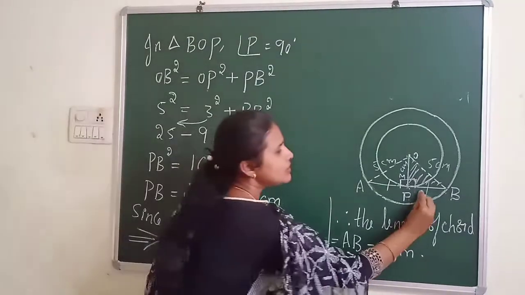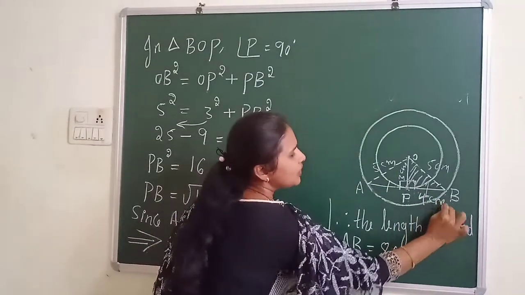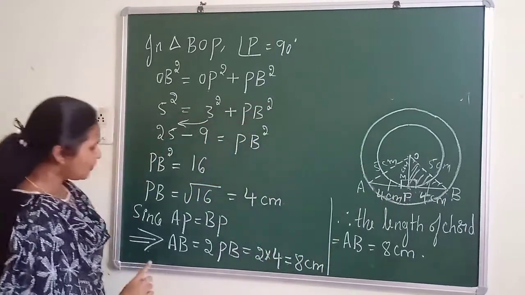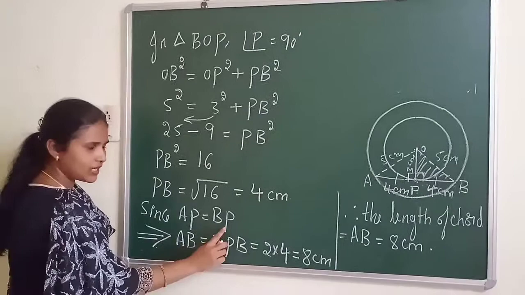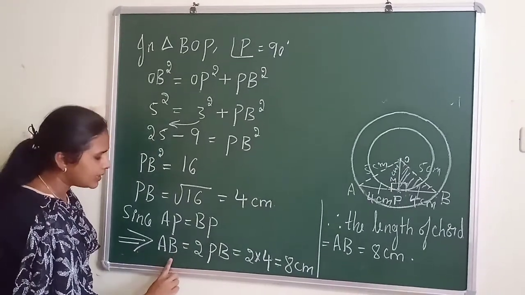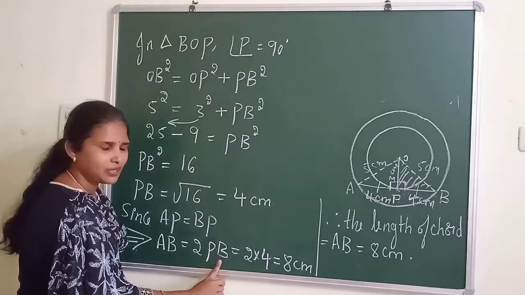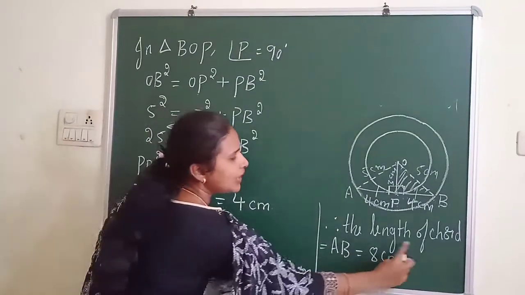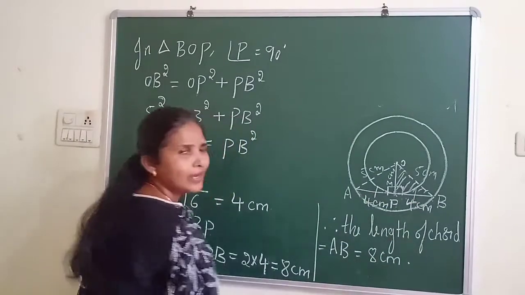Now I got the length of PB as 4. If this is 4, this is also 4. So now I can get the length of AB. Just now we proved that AP and BP are equal. So I can find the length of the chord AB equals twice PB. So 2 into 4, that is 8 cm. So we can conclude that the length of this chord is 8 cm.